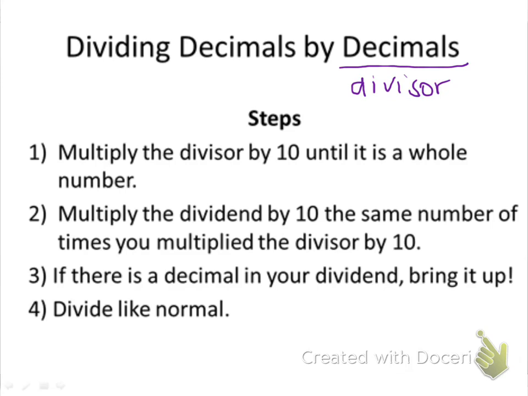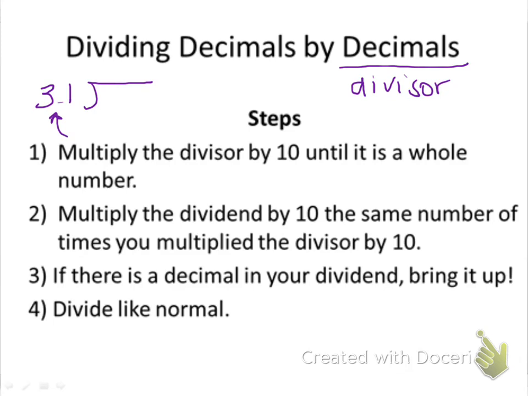Step number 1, multiply the divisor by 10 until it is a whole number. Remember, the divisor is the number that is being divided by. So for example, our divisor would be the number that's found out here. Our divisor. So we're going to multiply it by 10 until it is a whole number.